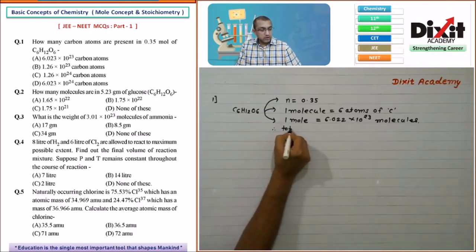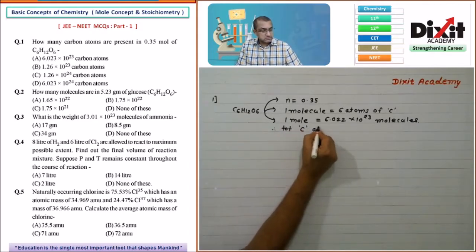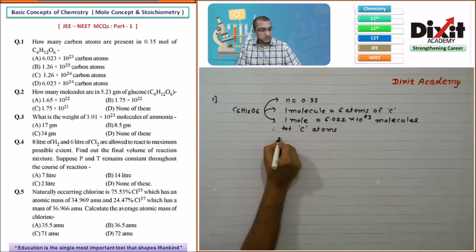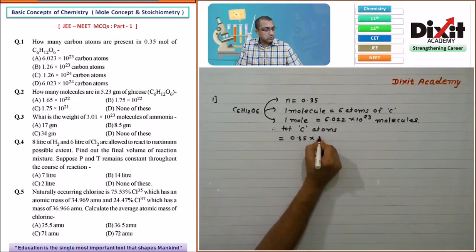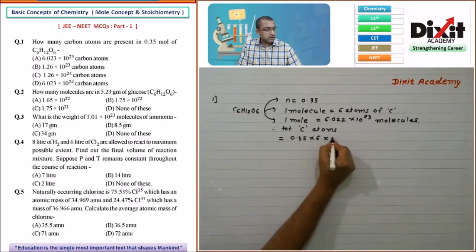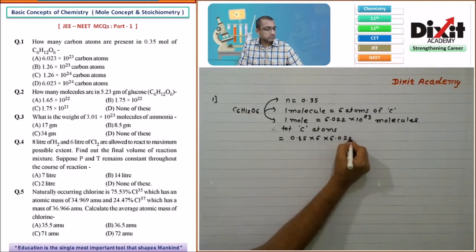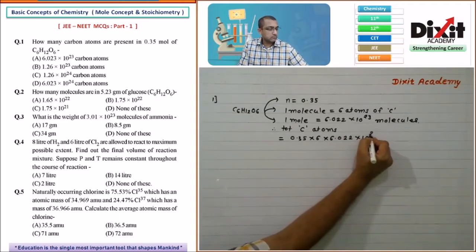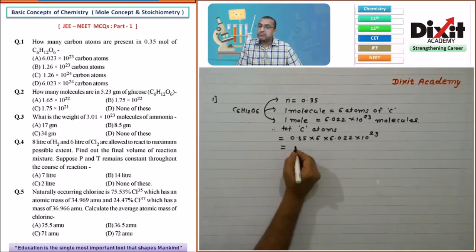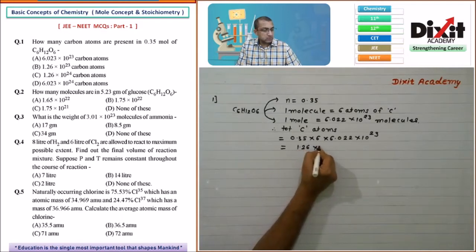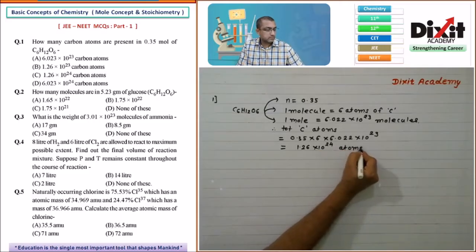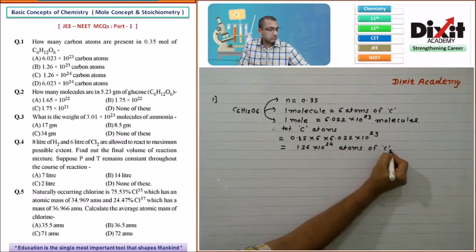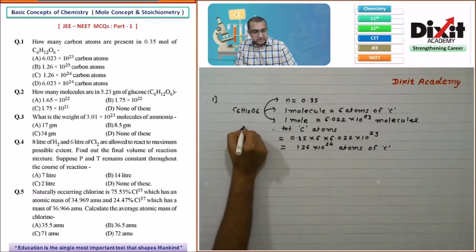Therefore, total carbon atoms is equal to given number of moles 0.35 into 6 atoms of carbon per molecule into Avogadro number. After simplifying, the answer figures out to be 1.26 into 10 raised to 24 atoms of carbon. So option is C.